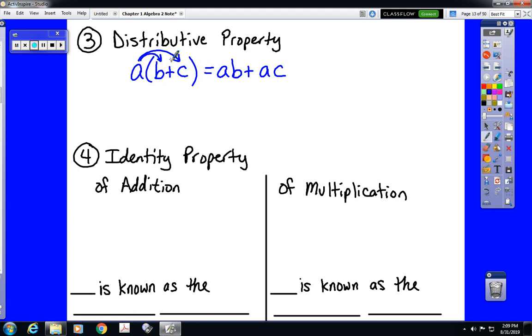Now, this next one is one that you have definitely done, but has probably never been formalized for you. That's called the identity property. For addition, that says I can take any number, add 0 to it, and I will still have that same number. As such, 0 is known as the additive identity.